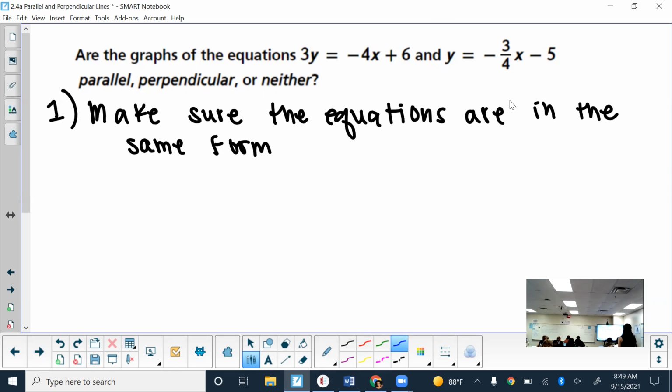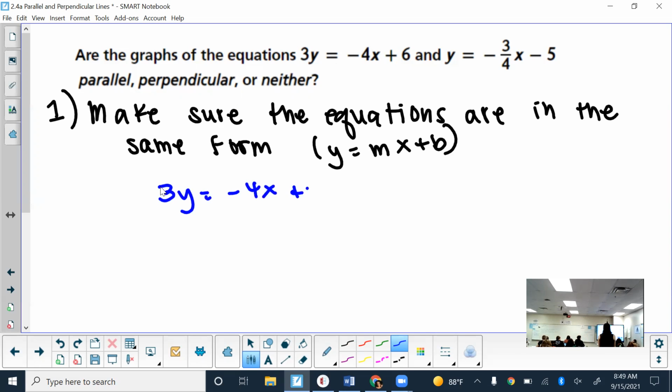So make sure the equations are in the same form, and maybe in parentheses, put y equals mx plus b. All right, because like standard form won't help you. Maybe point slope could work because it does have the slope in there. But when in doubt, just make them all slope-intercept form. So let's rearrange this one. What do I have to do to make it slope-intercept form?